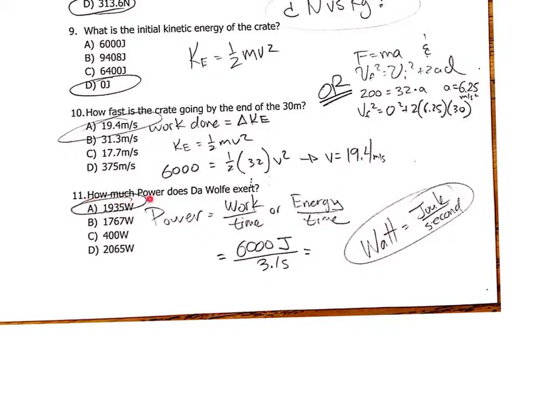And then how much power does de Wolf exert? So power, work per time. He did 6,000 joules of work over the course of 3.1 seconds, divided and ended up with something like this. Notice the units, that is watts. Okay, so a watt is a joule per second.